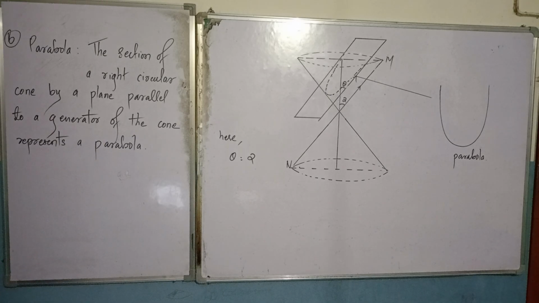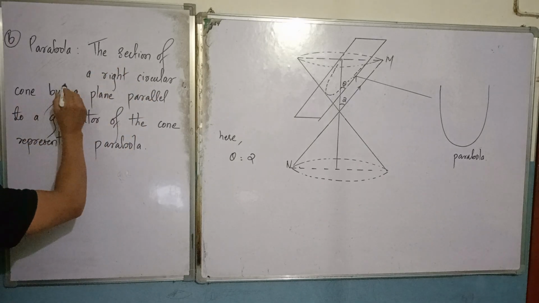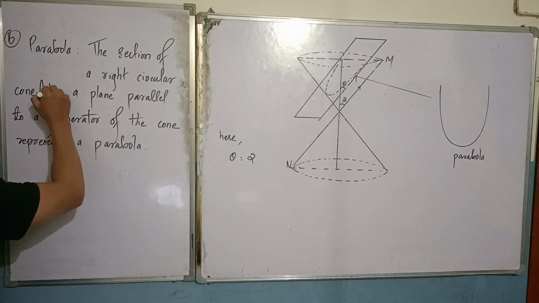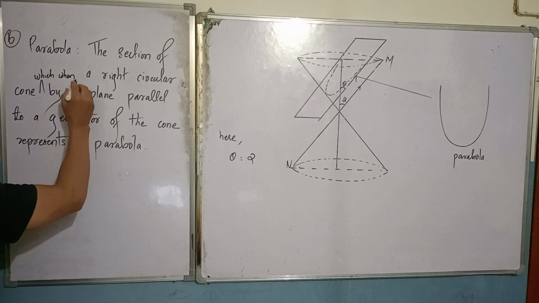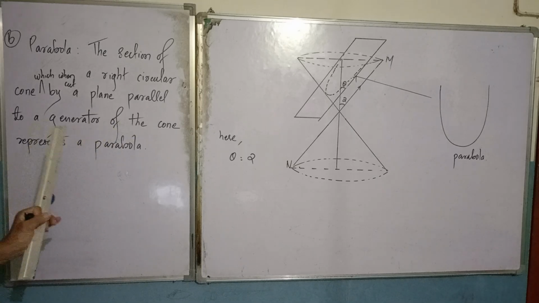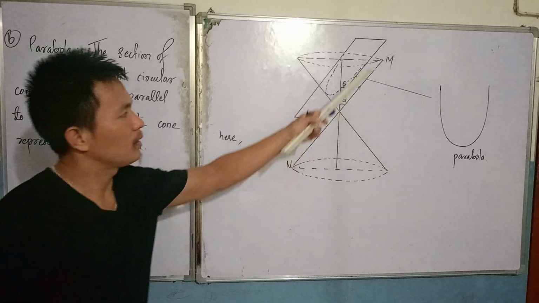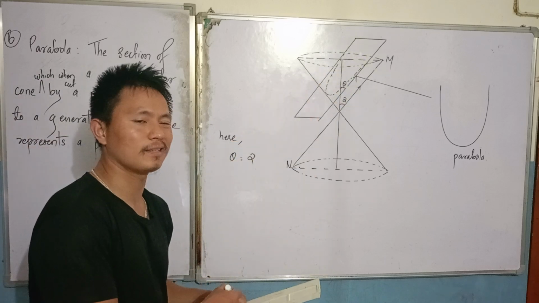The section of the right circular cone which is cut by a plane parallel to the generator represents the parabola among the conic sections. In that case, you can make the sentence in your own language.